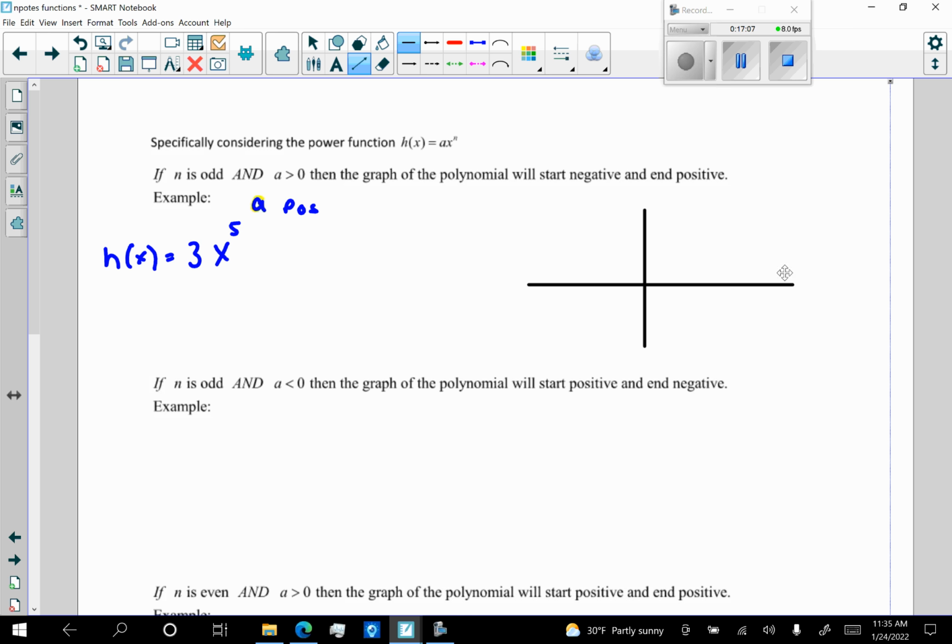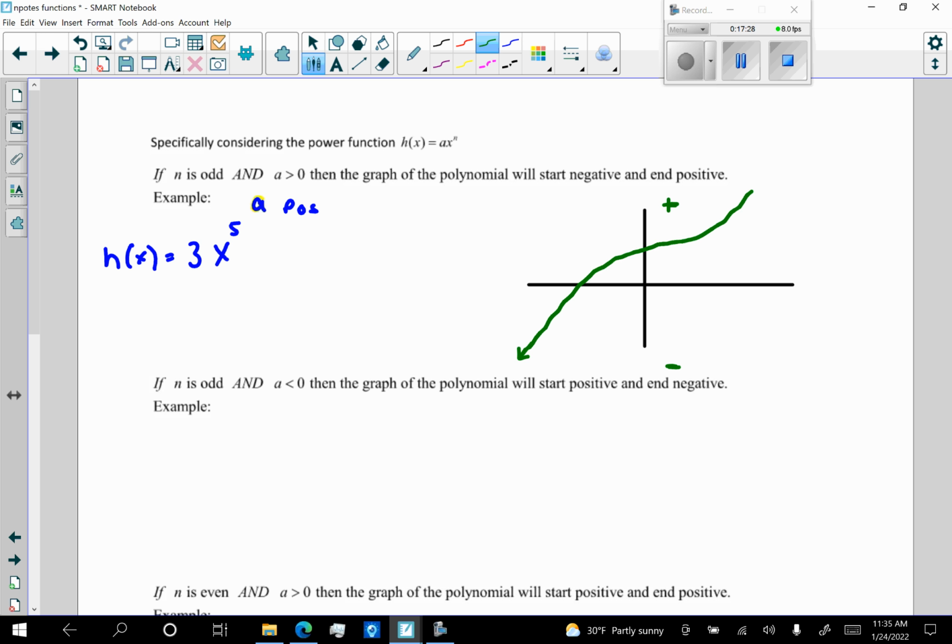What's going to happen? That graph is going to start negative. Well, I don't understand what start negative means. Here's what start negative means. This is the negative part. This is the positive part of the graph. This thing is going to start negative. We don't care what happens on the inside. In fact, let me write this better this way.